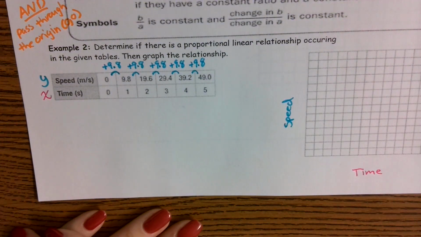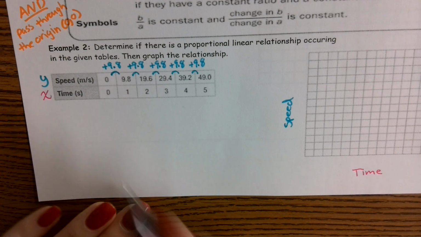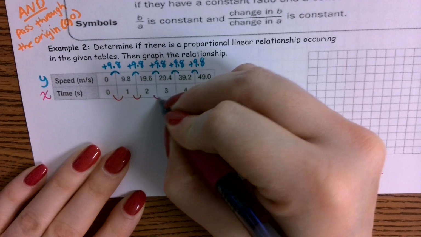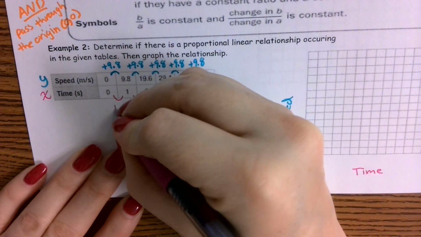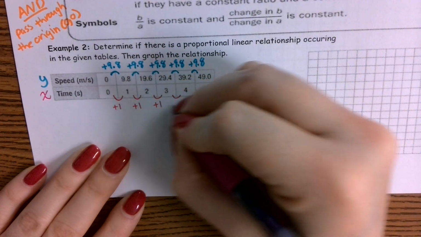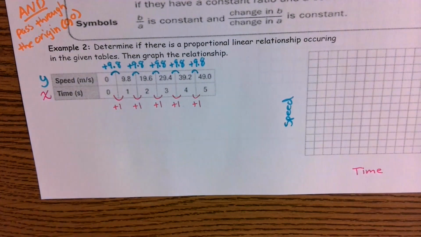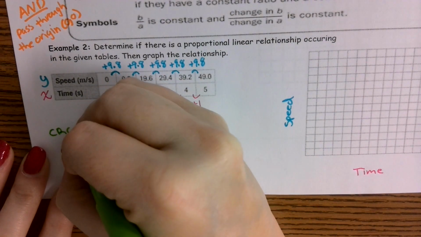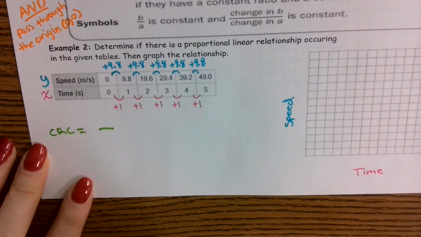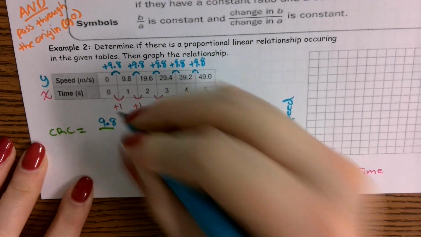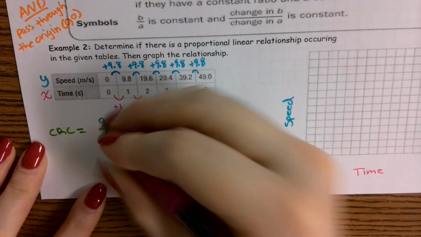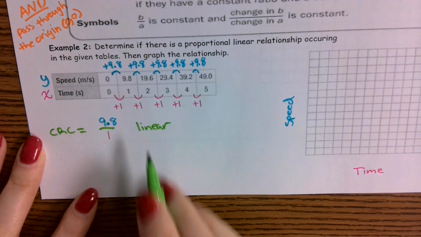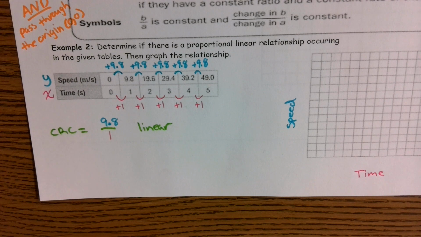Every single time I'm increasing by 9.8. My x values are increasing each time as well, and they're increasing by a value of 1. So do I have a constant rate of change? Yes. My constant rate of change is going to be 9.8 over 1. So that means that it is a linear relationship. So we're good so far. We do have a linear relationship.